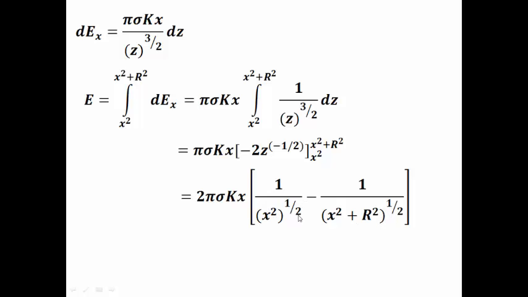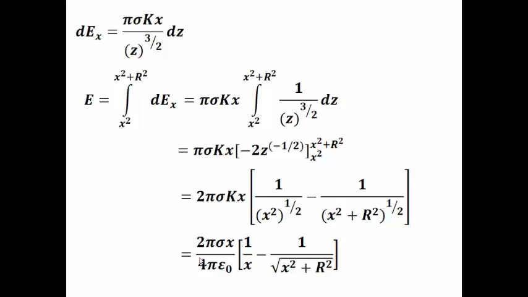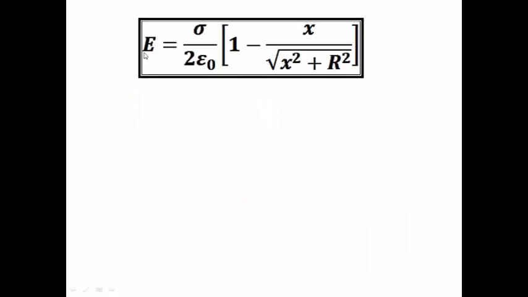This 2 and 2 cancels out. Here instead of k we write 1 upon 4 pi epsilon naught. This expression is just the simplified form. Cancelling out pi, 2, and simplifying this further, we get the final expression for E as sigma upon 2 epsilon naught into bracket 1 minus x upon square root of x square plus R square. This is the expression for electric field due to a disk of radius capital R at a point situated x away from the center of the disk.